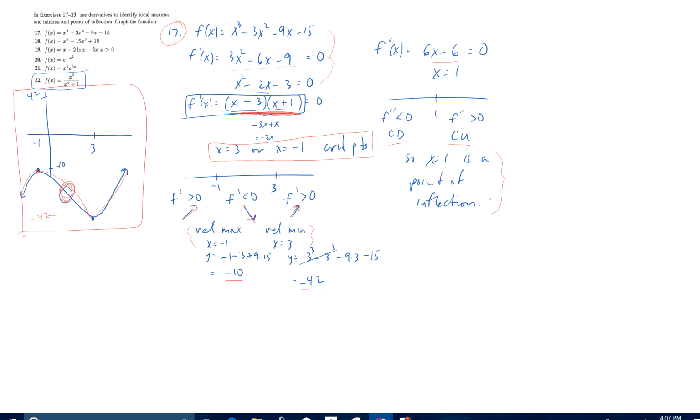So it's a point of inflection since it switches concavity at that point. So there's my inflection point at 1, and if I want to know the y coordinate, I just do f of 1. I get 1 minus 3 minus 9 minus 15, which is negative 26. Okay, so right there. All right, there we go on that one. Sorry that was so fast.